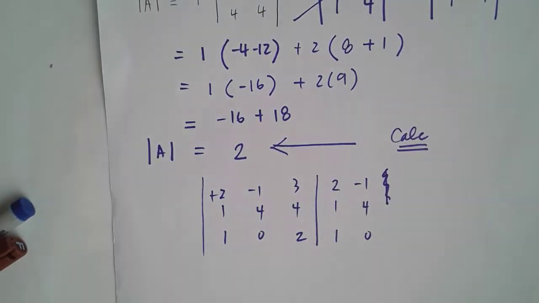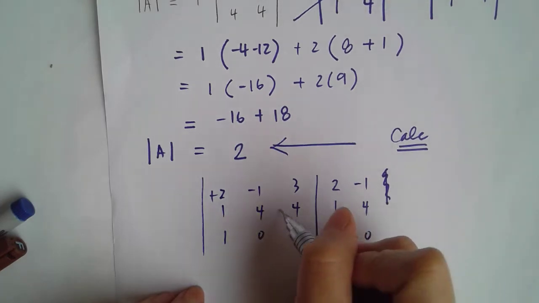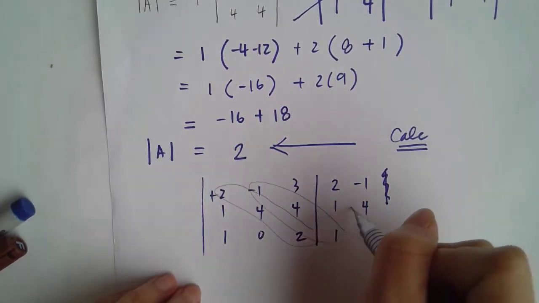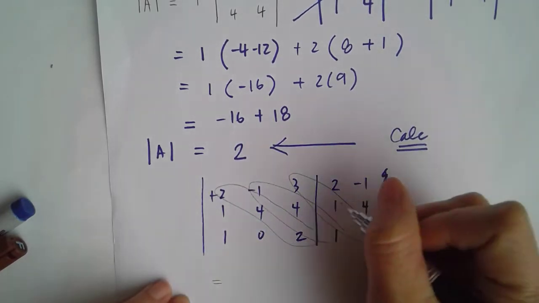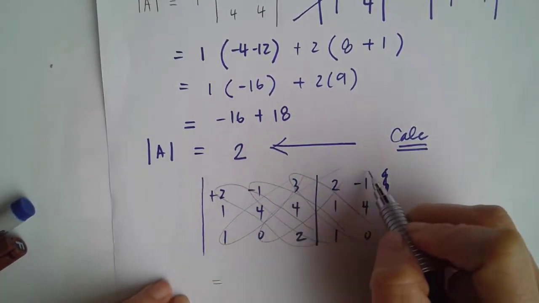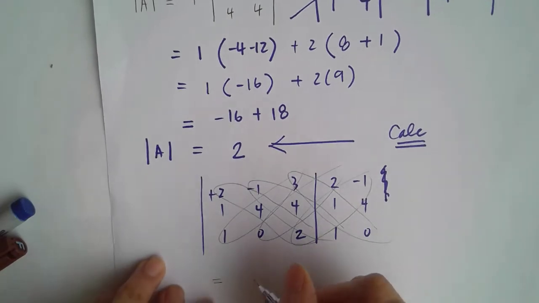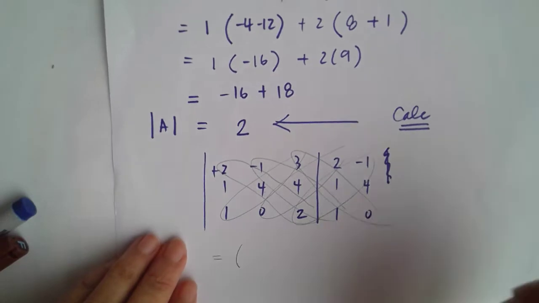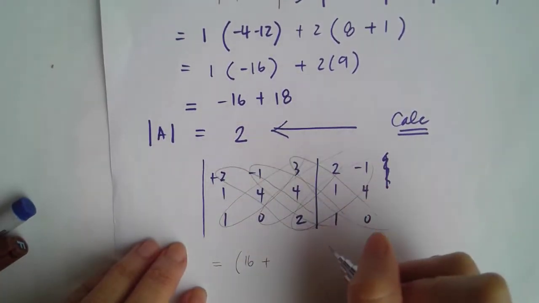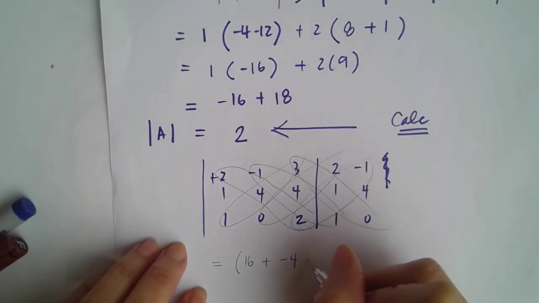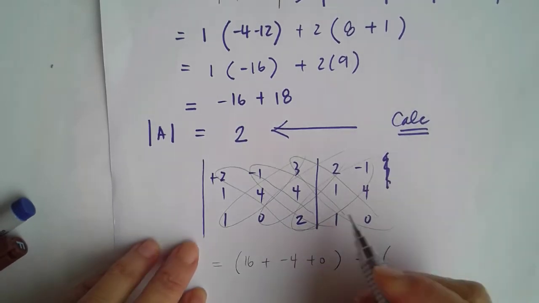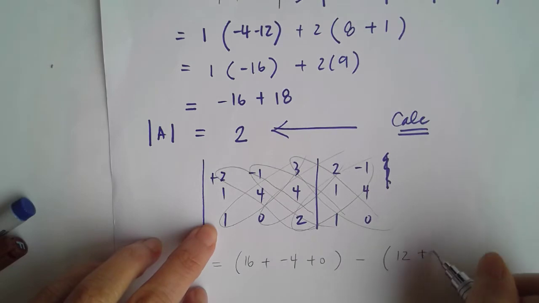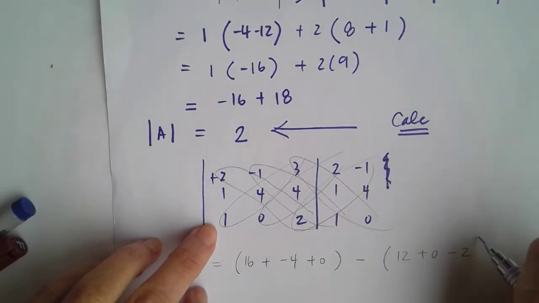And then you remember how I could multiply these products here, right? And then I can subtract out these products here. So you want to try that with me together? Let's try that, okay? 8 times 4 times 2 is 8 times 2 is 16, plus negative 4, right, and 0, minus 3, 4, 1, which is 12, 0, negative 2, okay?